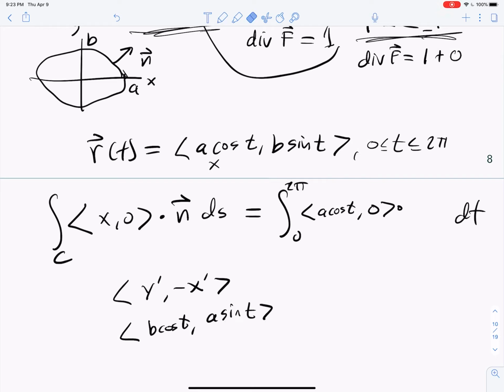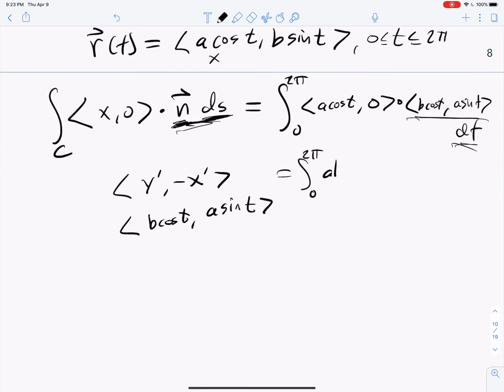And so n ds here should be equal to b cosine of t comma a sine of t dt. And remember, this really is a unit normal vector times a length, but now we've put the length inside the vector dt. So this n ds is equal to that dt. Once we do that dot product, we end up with just an integral to compute. It looks like ab cosine squared of t plus 0 dt.